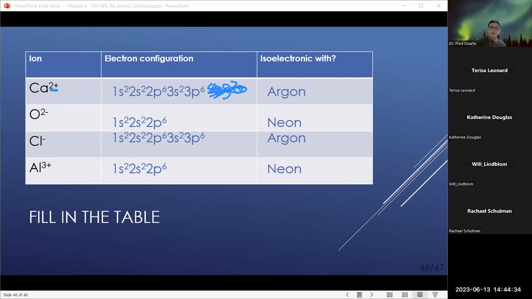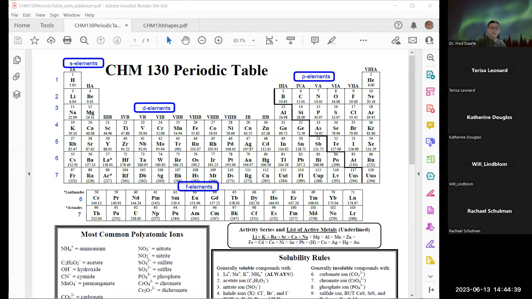For example, if we look at calcium, we're dealing with calcium, right? Here's calcium. It's going to lose 2 electrons. It's a metal. It's in group 2A, so it's going to end up with a +2.